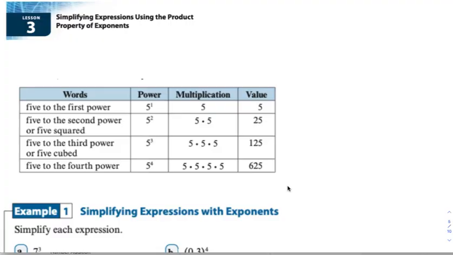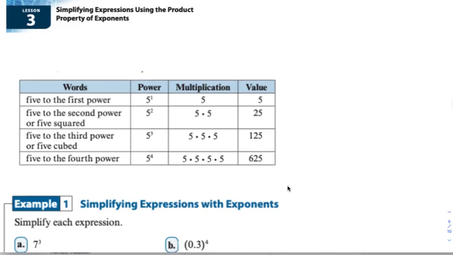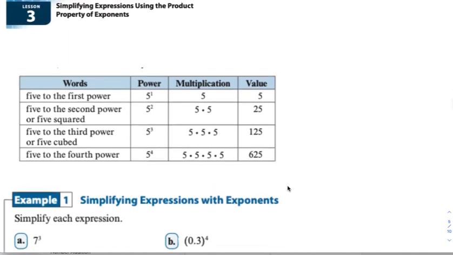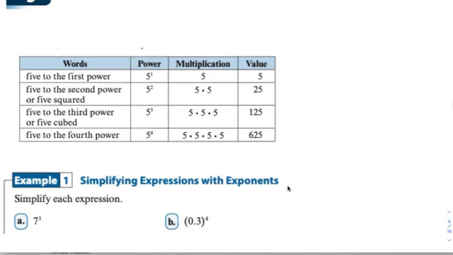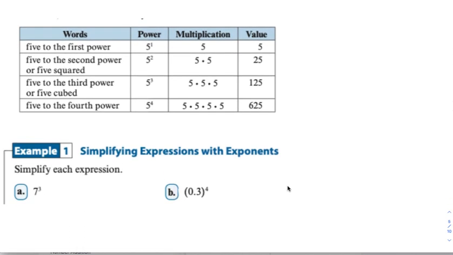Here we are at lesson 3. We're going to be talking about simplifying expressions using the product property of exponents. All right. So the product property we're going to talk about in a minute. If you remember exponents, they're the little tiny number, the power that hangs out next to a number, and it tells me how many times I'm multiplying it together. So 5 to the first power is just 5. 5 to the second power is 5 times 5, or 25. 5 to the third is multiplying 5 3 times, and you get 125, and 5 to the fourth is 5 times 5 times 5 times 5.